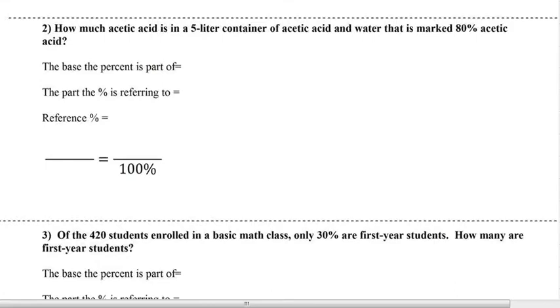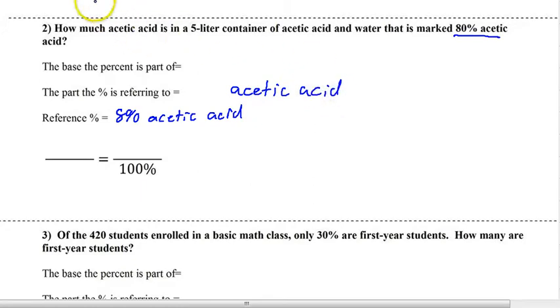Okay, so the next one, it says how much acetic acid is in a 5-liter container of acetic acid and water that is marked 80% acetic acid. So let's see what we're given here. We know what the percentage is, so we'll start there. That one's 80%. And this refers to acetic acid, which means our part has to also refer to acetic acid. Okay, so it says how much acetic acid. Since we're looking for the amount of acetic acid, that has to be X there.